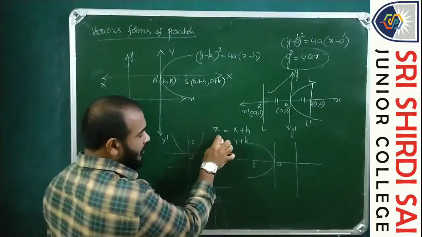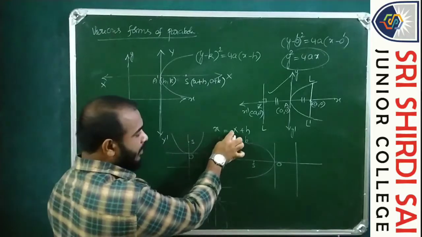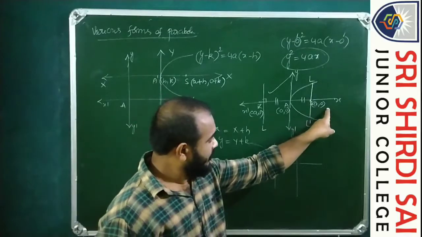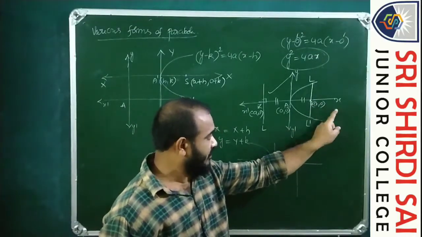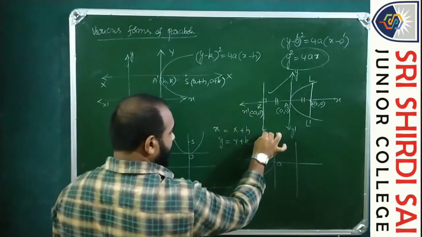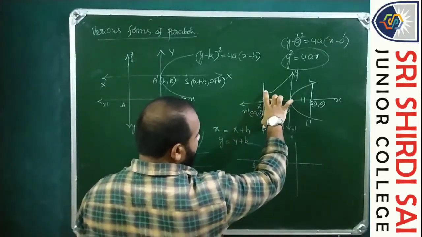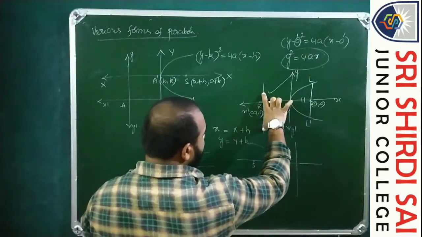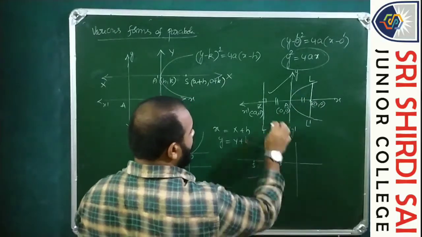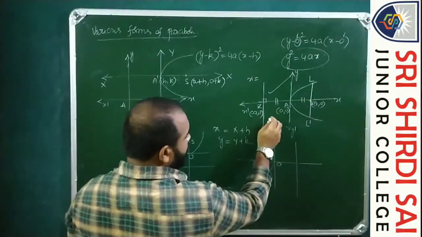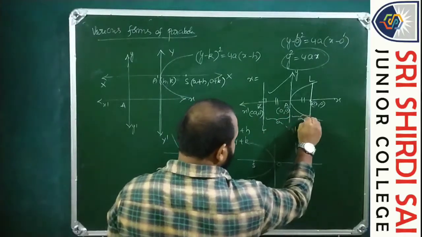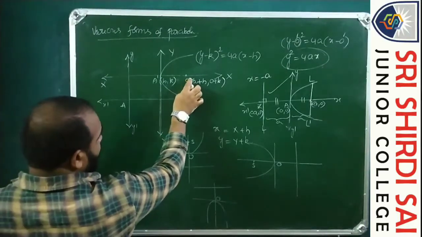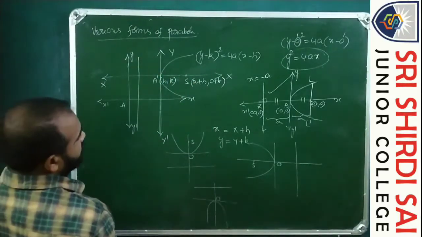So where x and y are the old coordinates and capital X, capital Y are the new coordinate axes. Likewise here, a, 0, h, k are to be added for this. And what is the equation of this directrix? This line is parallel to the y-axis. Any line which is parallel to the y-axis is of the form x equals to something. So this is a and this is a. Therefore this is x equals to minus a. So then if it is the focus, this would be the directrix.